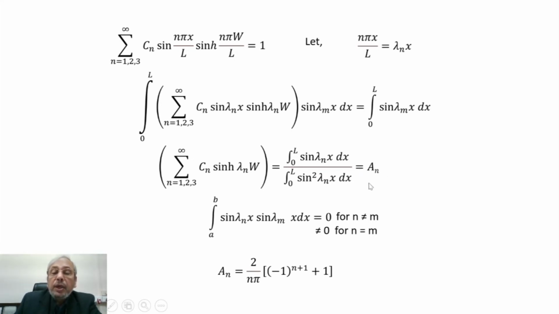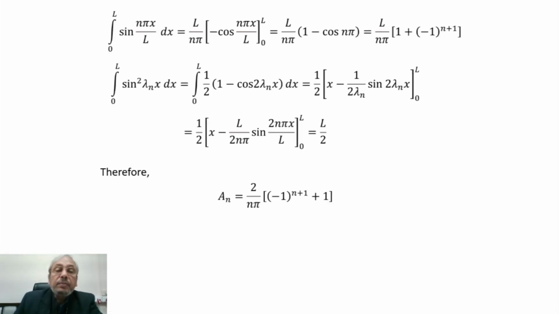How? We will show in the next slide. Just integration of this divided by integration of the denominator. That is an, and value of an is 2 by n pi multiplied by (minus 1) to the power n plus 1, plus 1. And how this part can be performed, we'll show in the next slide.